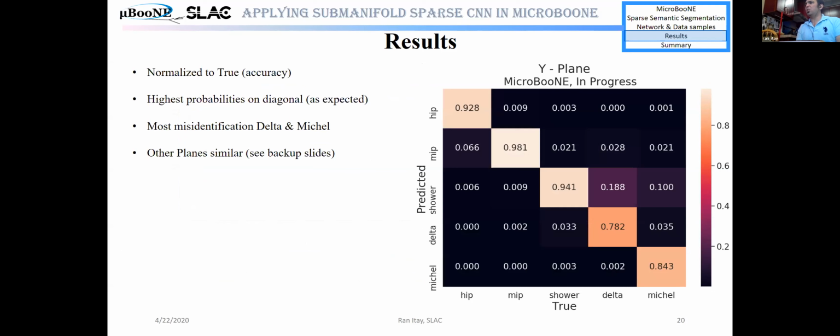So looking at the confusion matrix, this is an example of the Y plane. So this is the collection plane. We can see, and this is normalized to truth, so each column sums to 1, that obviously the highest probabilities are on the diagonal as expected. The biggest misidentifications are Delta and Michel electrons, which are identified as showers, which is also anticipated as they have quite similar morphologies. Other planes show quite the same numbers.